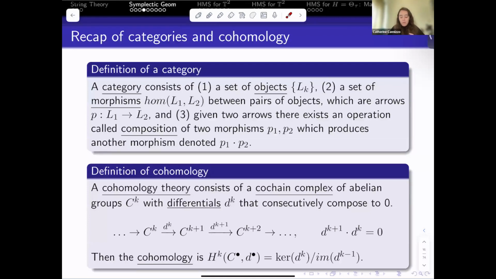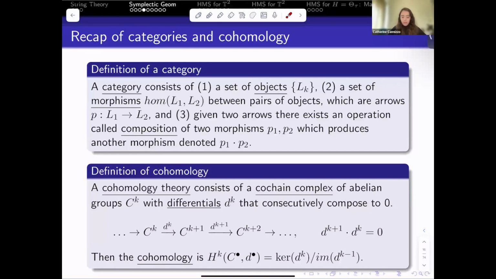It's a set of objects. I'll call them L sub k. It's a set of morphisms or maps between L1 and L2, denoted hom of L1, L2. And it's just an arrow. It's a way to assign something to two objects with the property that you can compose two arrows. Given two morphisms P1 and P2, you can compose them and get another morphism. So a collection of objects, a collection of arrows, and you can combine two arrows.